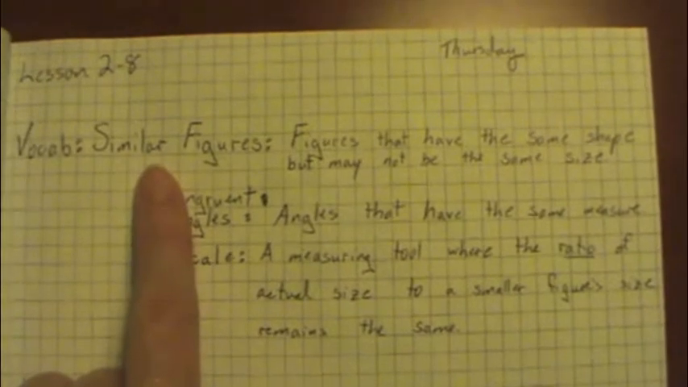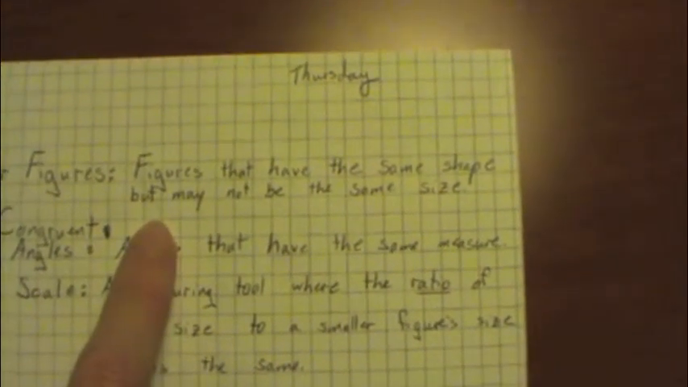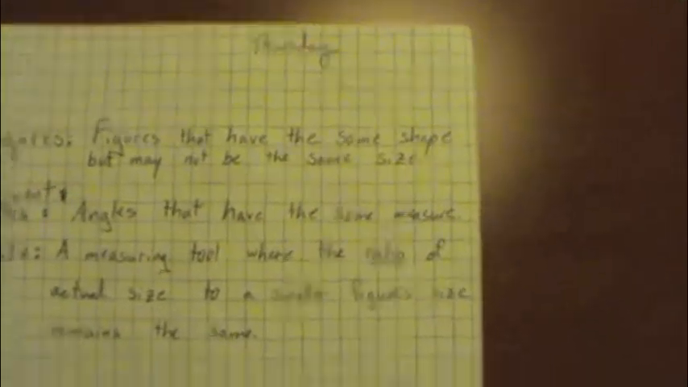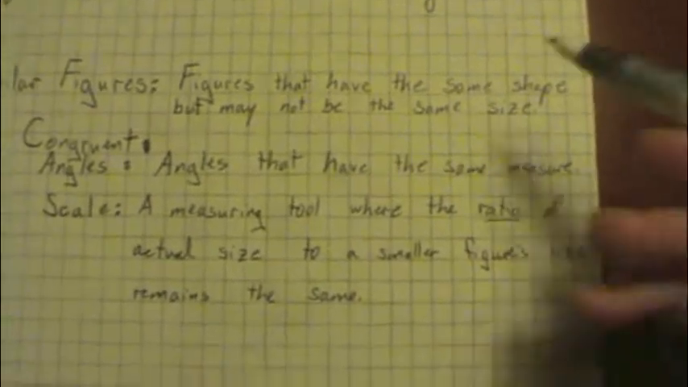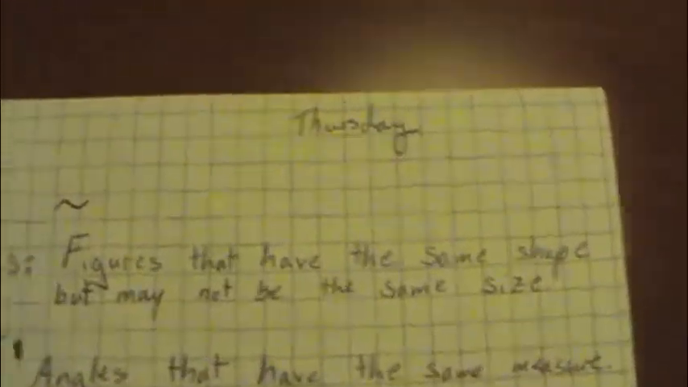First phrase, similar figures. Figures that have the same shape but may not be exactly the same size. That is notated with a symbol, so if you want to say that two triangles are similar, you would say triangle ABC is similar to triangle DEF.